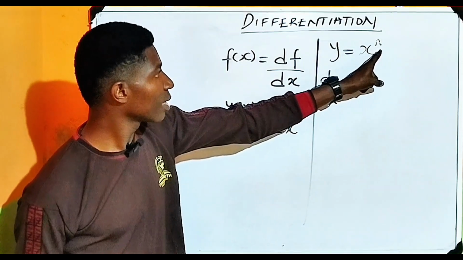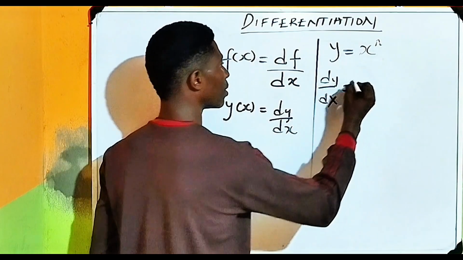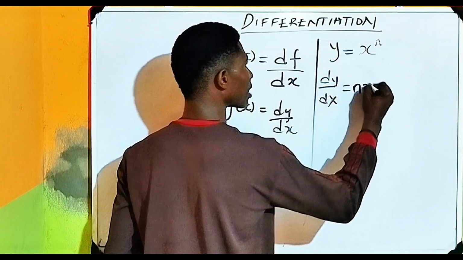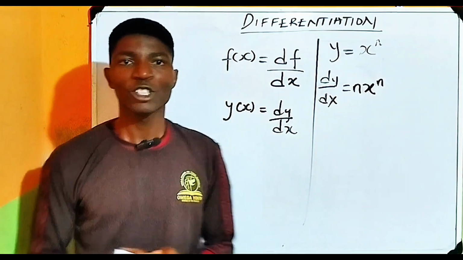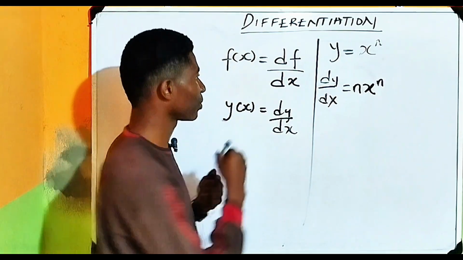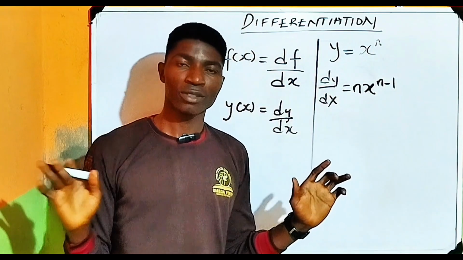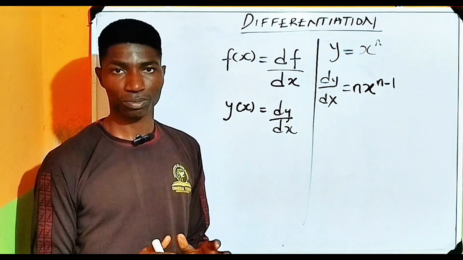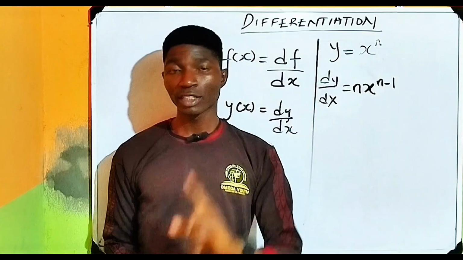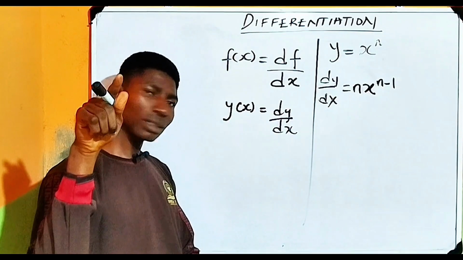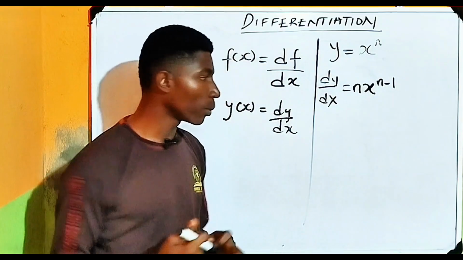Now, we're going to take this n and multiply everything. That's the first step: n times x power n. The second step is to subtract 1 from the power. Done. You are done differentiating this function. The first step is to take the power multiplied by x power n. The second step is to subtract 1 from the power. That is all. Let's take a practical example.